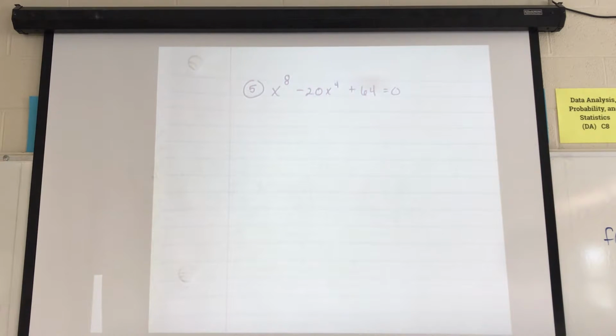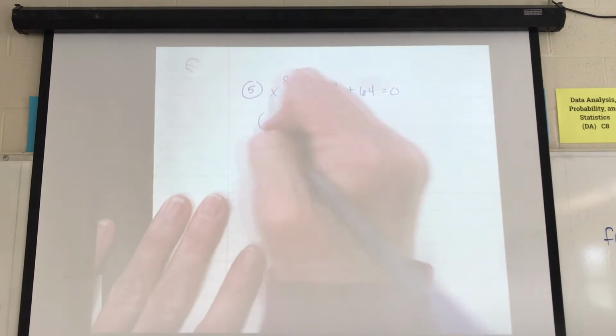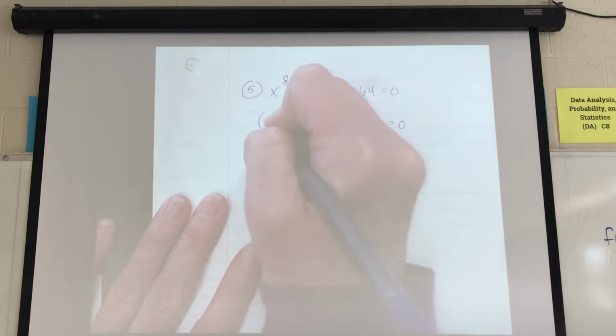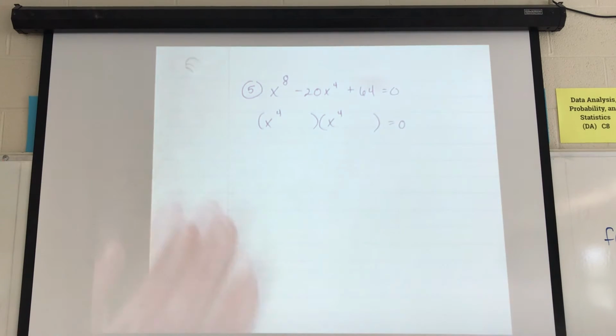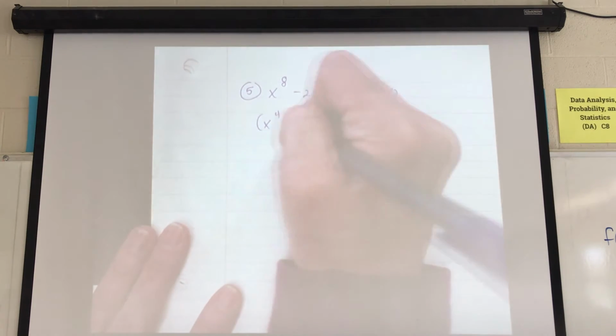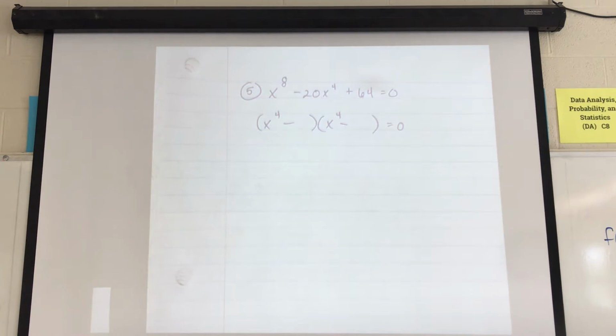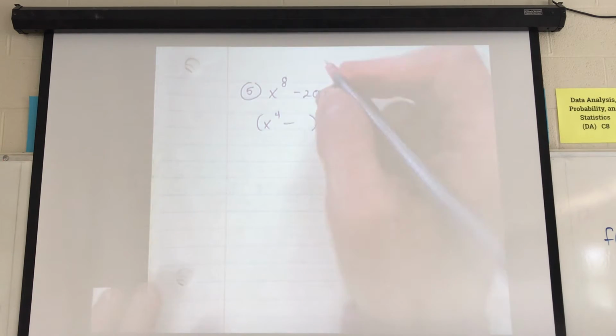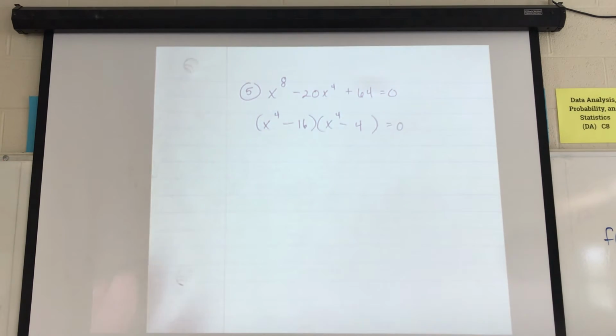So there are 2 stages of factoring. You want to take this in stages. So here comes stage 1. Stage 1 is, can I find numbers that have a product of 64 and a sum of negative 20? And in this stage, these guys are going to be x to the 4ths to get the x to the 8th. They're both going to have to be negative numbers to multiply to a positive number but add to a negative. And the numbers are 16 and 4. Those add to negative 20 and multiply to 64.